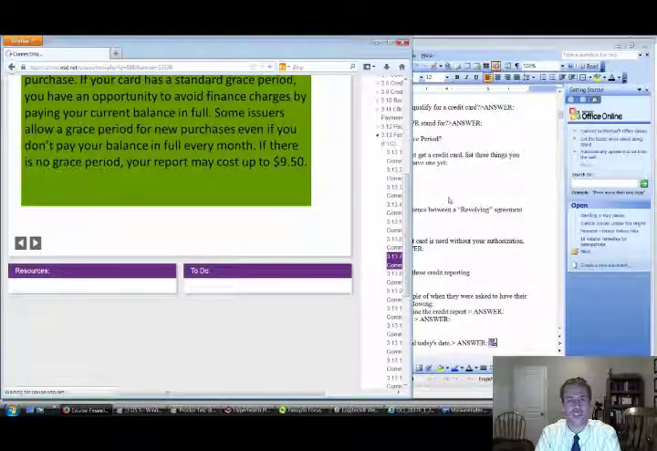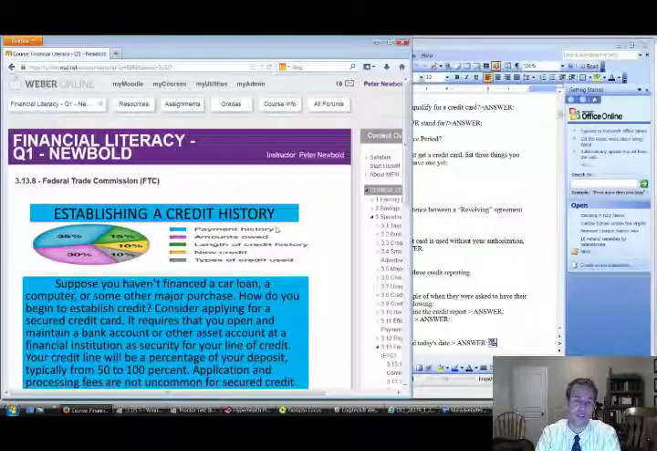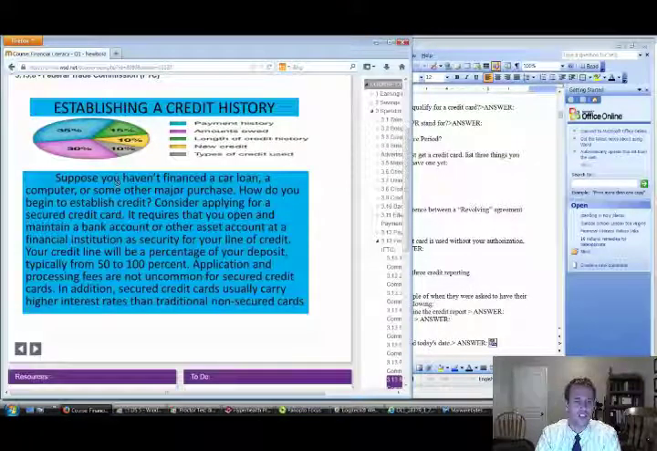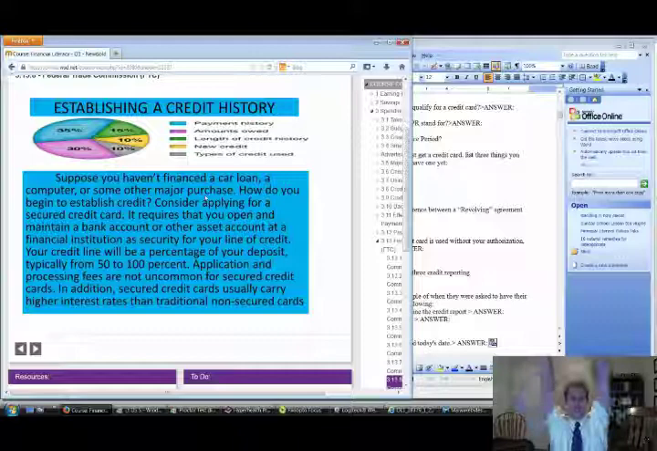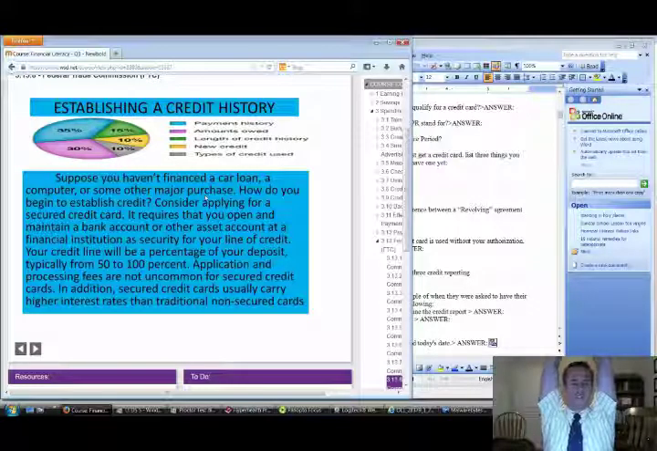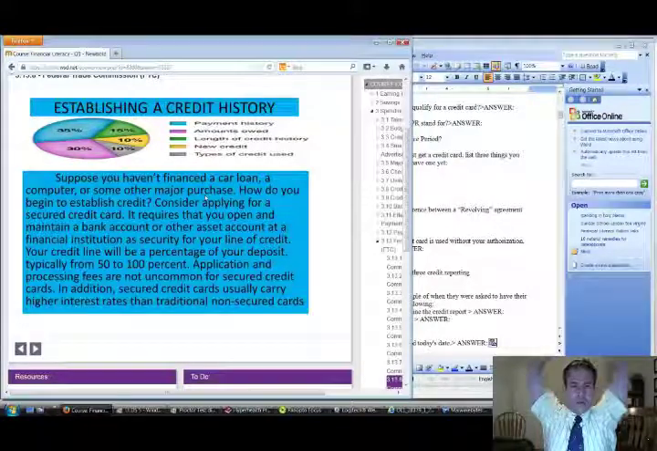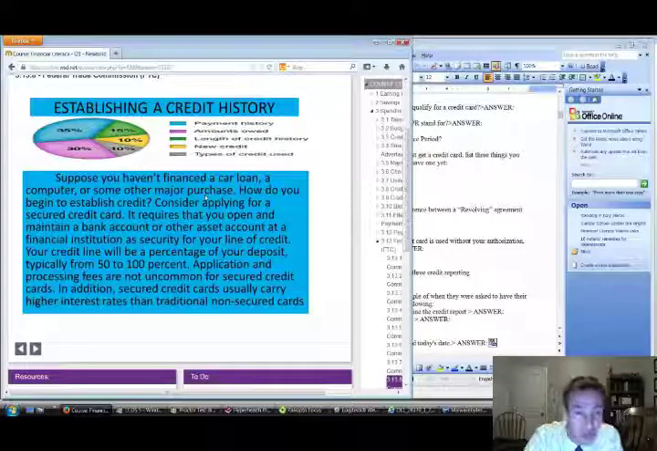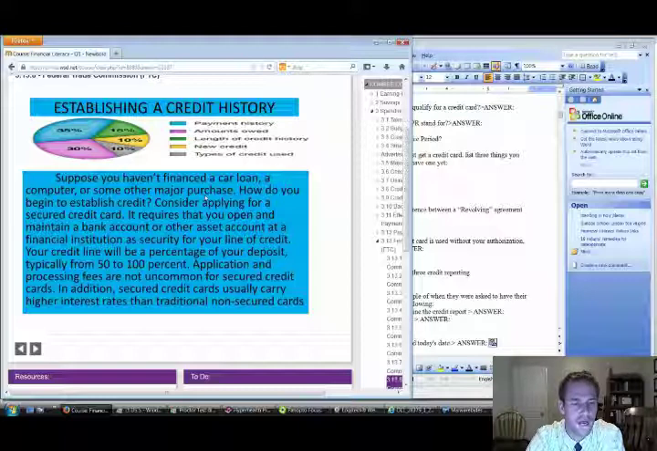Okay, so 3 things to help get one. Well, let's see what it says. I'm thinking probably Capital One credit card, but let's see. Establishing a credit history, cool. Suppose you haven't financed a car loan, a computer, or some other major purchase. How do you begin to establish credit, you guys? Consider applying for a secured credit card. It requires that you open and maintain a bank account or other asset accounts. So let's see, open and maintain a bank account. Cool. Your credit line will be a percentage of your deposit, typically 50 to 100%.